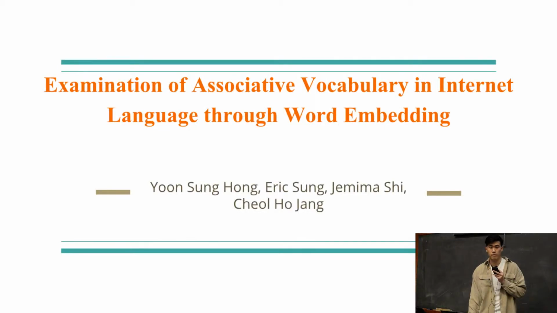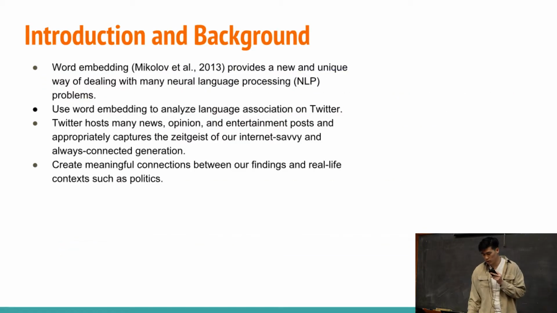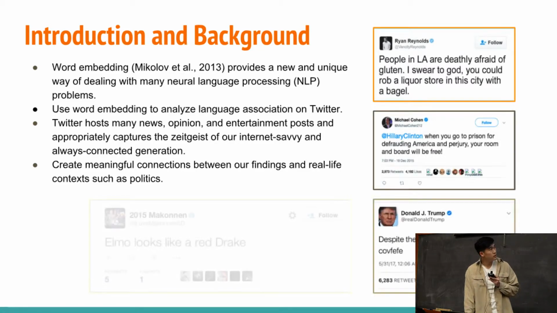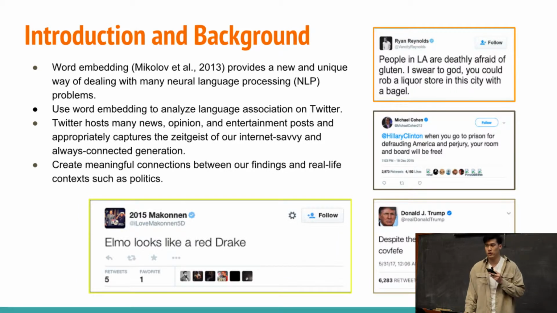Internet language through word embeddings, particularly through Twitter. So the introduction is that word embedding, used by Mikolov et al., used unique ways of dealing with many neural network processing problems. And in our case, we saw a lot of tweets, and tweets usually convey a lot of different emotions and sentiments, and we saw some opportunities in that sense.